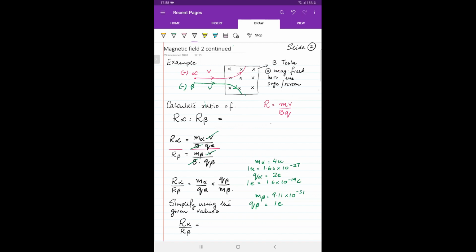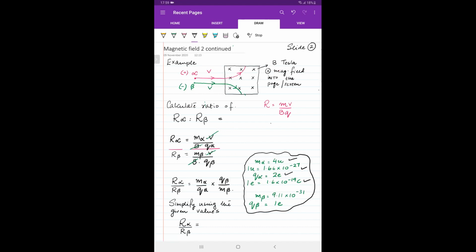And I've given you all the values to work around with. So first, take a look at the values. Mass of alpha 4u, where 1u is equal to so and so kilograms. Charge of alpha 2e, alpha is helium, no? So 2e, e is equal to this value.